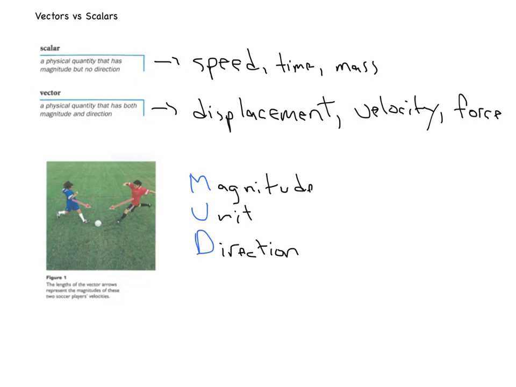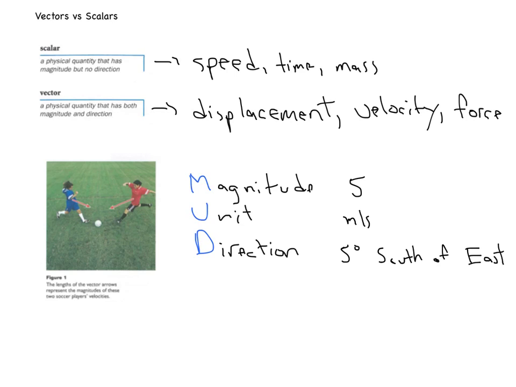The way I'm going to define the vectors is I'm going to say, what's the MUD of a vector? MUD stands for magnitude, unit, and direction. So for example, if we were looking at the red player, we could say that his magnitude would be 5. His unit would be meters per second. And his direction, I'm going to say, is 5 degrees south of east.